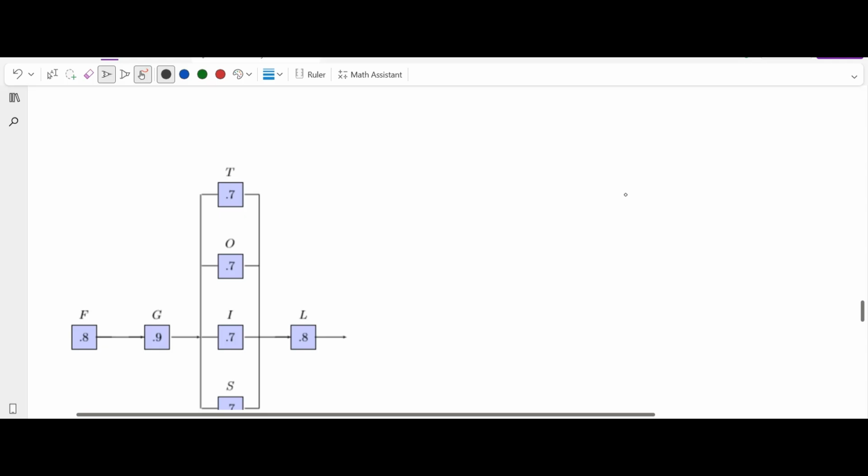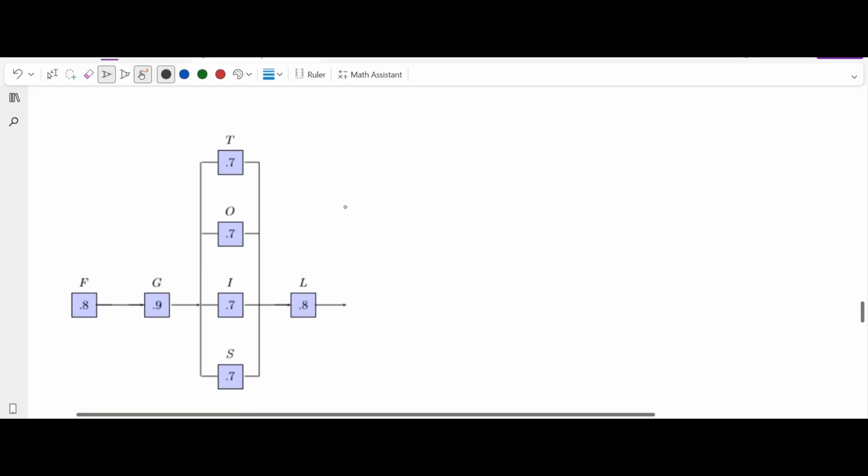Show your work. So in this case, I see that the event that the system is functioning, W, or working, is equal to F intersect G intersect the union of T union O union I union S, intersect L. So basically, the system functioning is when F functions and G functions, and one of T or O or I or S at least functions, and L functions.